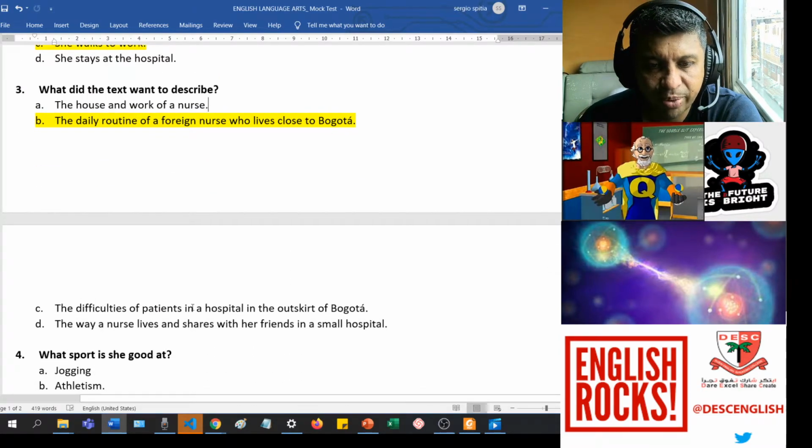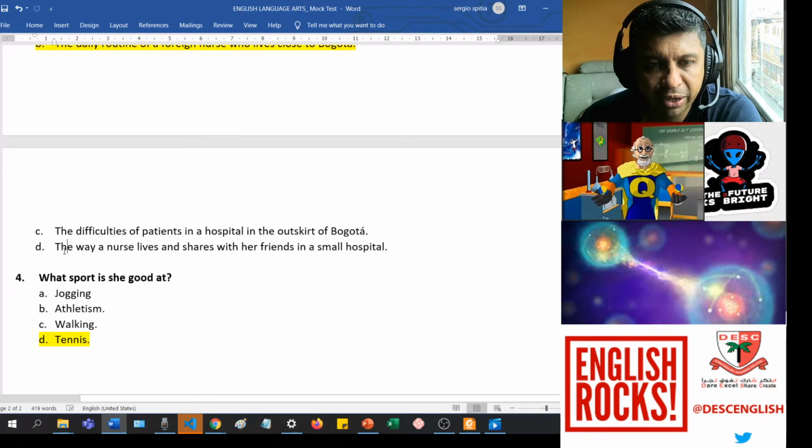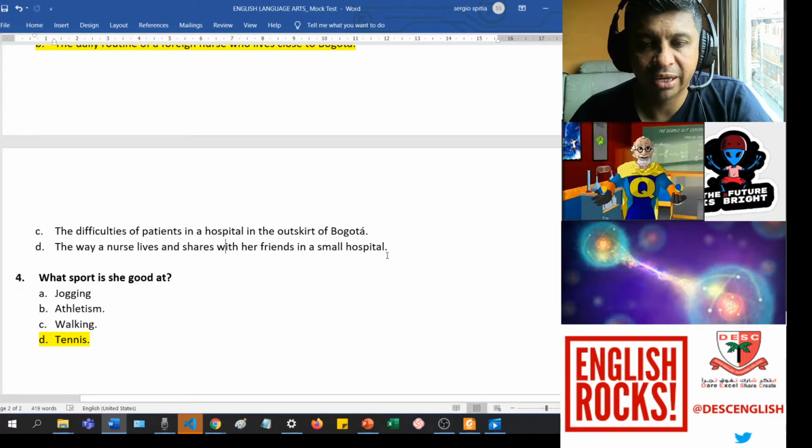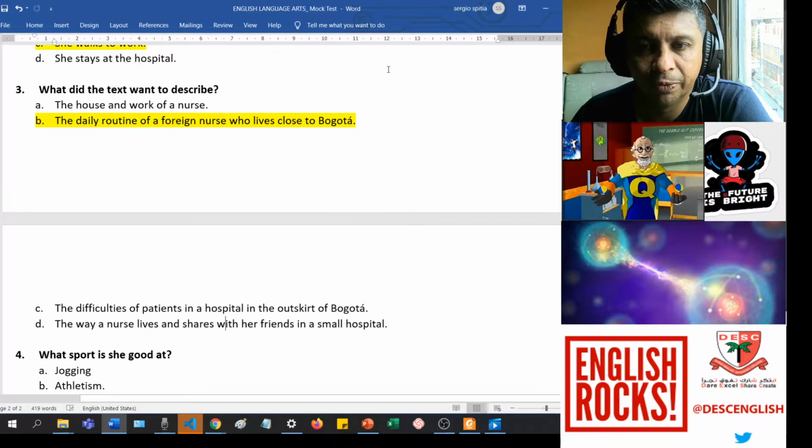C. The difficulty of patients in a hospital in the outskirts of Bogota. Las dificultades de los pacientes. Puede que tengan dificultades, pero el texto no se está centrando en los pacientes. The way a nurse lives and shares with her friends in a small hospital. La forma en que una enfermera vive y comparte con sus amigos en un hospital pequeño. No, because it's not a small hospital, it is not mentioned in the text. Como no está mencionado en el texto, por lo tanto, la descartamos.